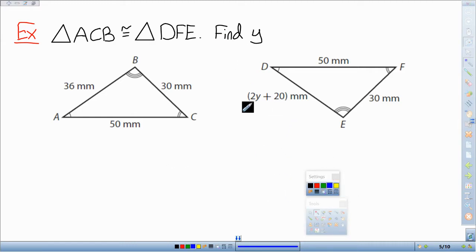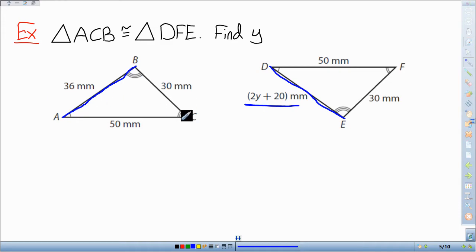Here's what we are asked to do: find y, and I notice that y is part of this side length right here, DE. Since these two triangles are congruent, I know that their corresponding side lengths are also congruent. So I can set this side length equal to the corresponding side of this triangle. I first need to figure out what the corresponding side is on this one. DE is between the angle with one arc and three arcs. So the corresponding side on this one is going to be between the angles with one arc and three arcs. That's why I know those are the corresponding sides.